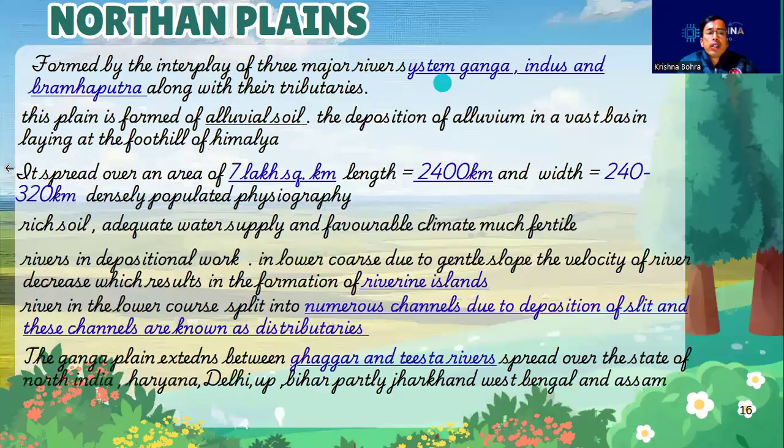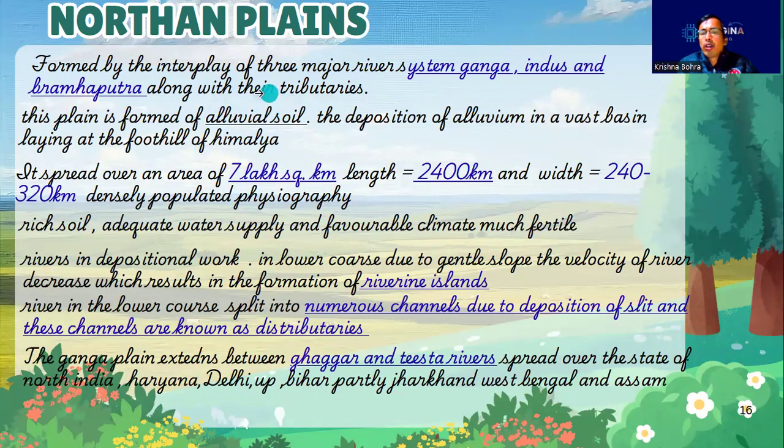So now the area next after Himalaya is called Northern Plain in the southward direction. Area just next after Himalaya. So these plains are formed by the interplay of major rivers, especially Ganga, Indus, and Brahmaputra, and their large and small tributaries. The plain is formed by the alluvial soil and deposition of alluvial in this particular vast basin lying at the foothill of the Himalaya.